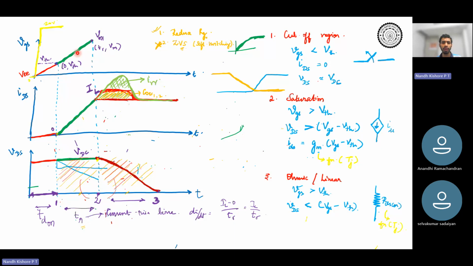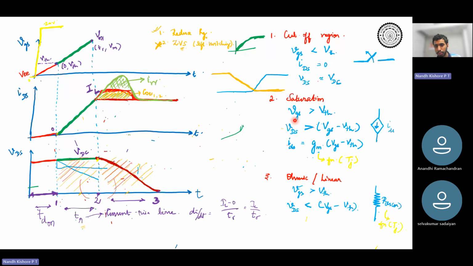Okay. So in turn on condition, there are two regions. One is the saturation region and one is the ohmic region, correct? So it's essential for us to quantify under which region the device is operating. In both the cases, that is in both saturation and ohmic region, the device is turned on and VGS is more than V threshold. But what defines these two regions is what is the VDS across the device, or what is the voltage that the device is blocking, right?